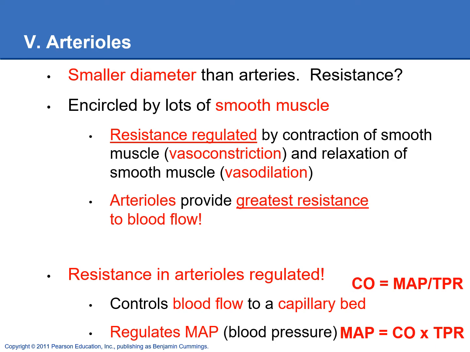So if we vasodilate and decrease the resistance of that arteriole, then we would increase the blood flow to that organ. And then the other thing that we can use the resistance in the arterioles for, vasodilating and vasoconstricting, is that this will help us regulate MAP, or blood pressure. To solve for MAP here, we've just rearranged our flow rule equation and solved for MAP. You can see that if you increase the resistance by vasoconstricting, that will increase the blood pressure. And if you vasodilate and decrease the resistance, that will decrease the blood pressure.